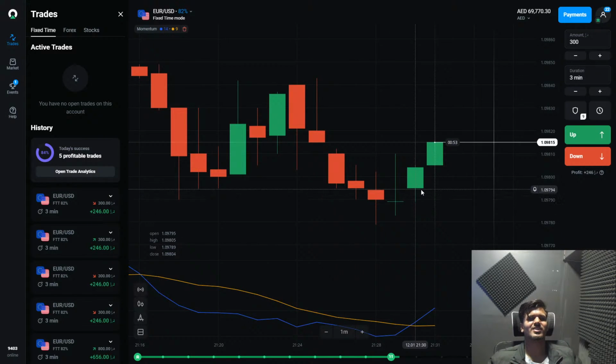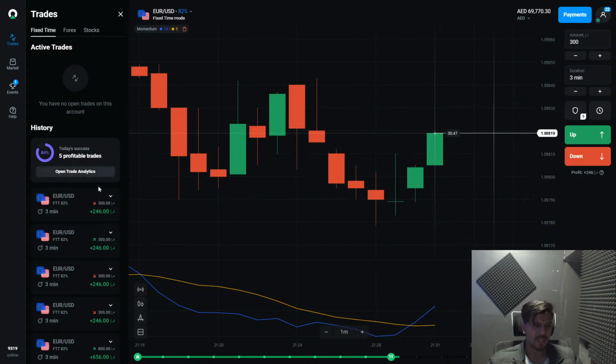Amazing. It is going down, but you can see here it is again going upward. We made the down trade and after that it is going upward. Let's make a new trade.